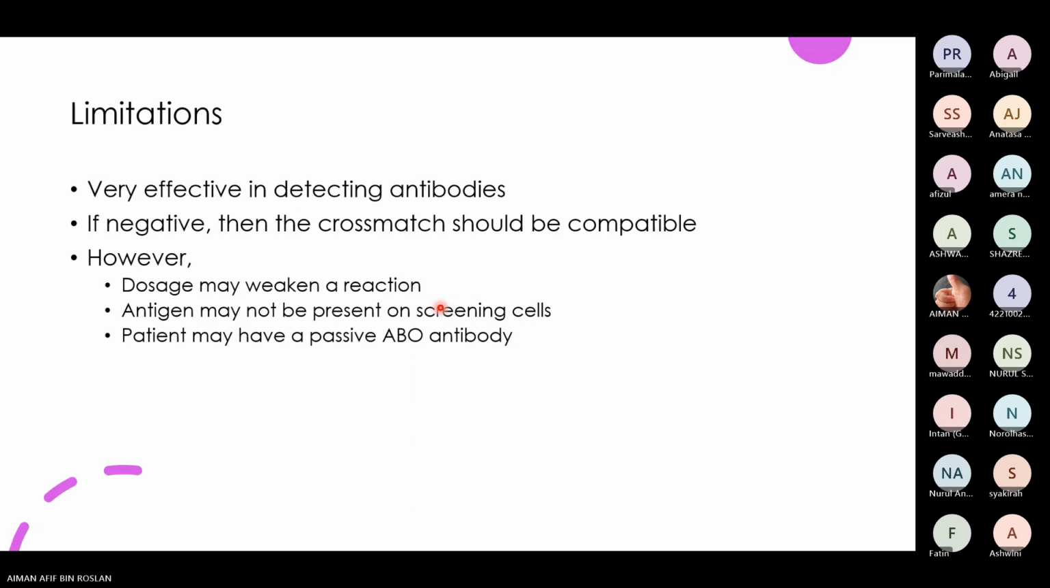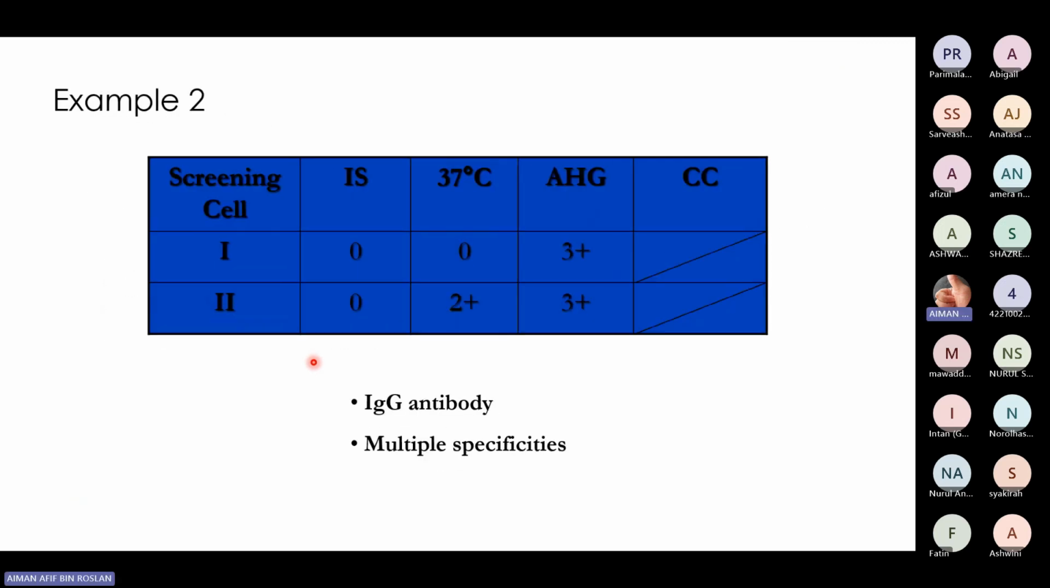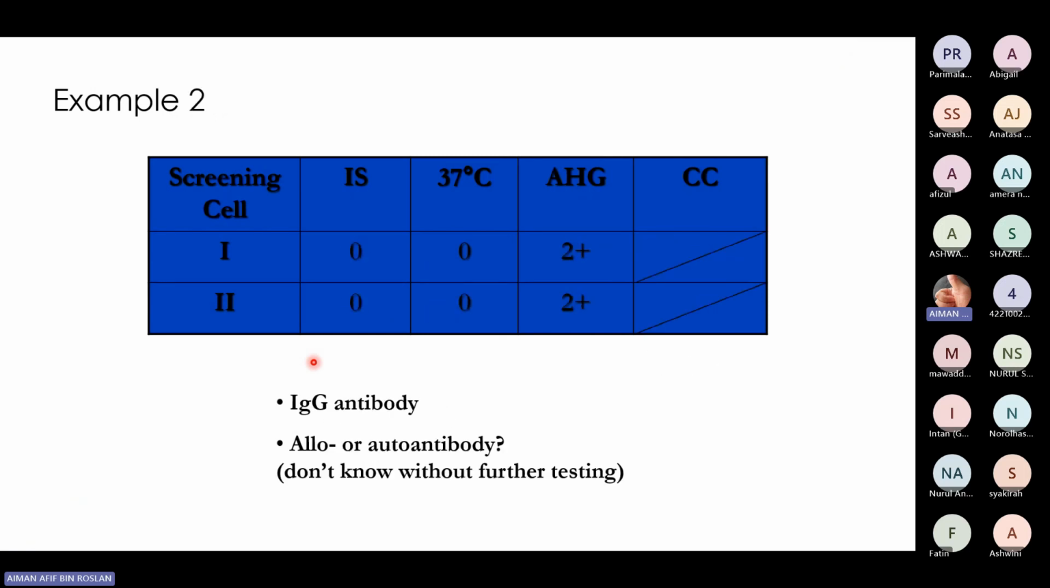Okay, so what are the limitations? It is very effective in detecting antibodies. If negative, then the crossmatch should be compatible. However, dosage may weaken a reaction. The antigen may not be present on the screening cells. The patient may have a passive ABO antibody. Here is an example of screening cells.